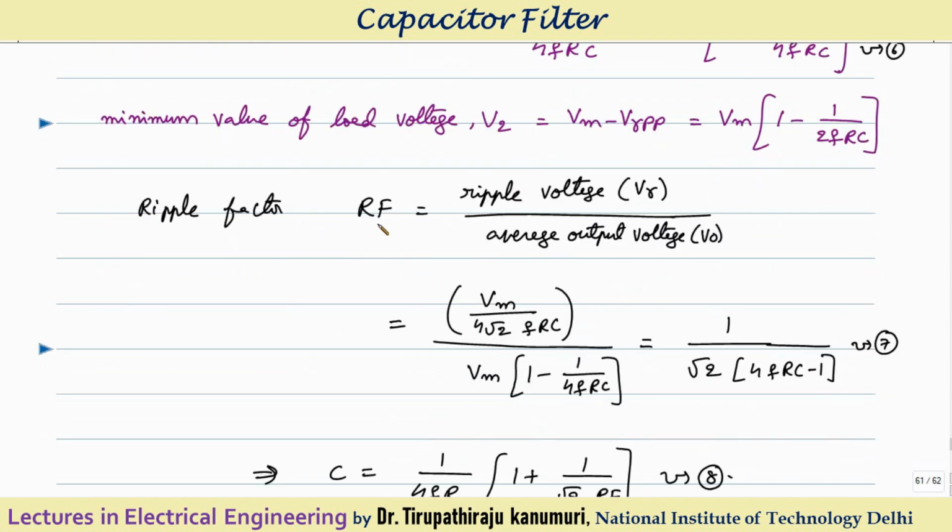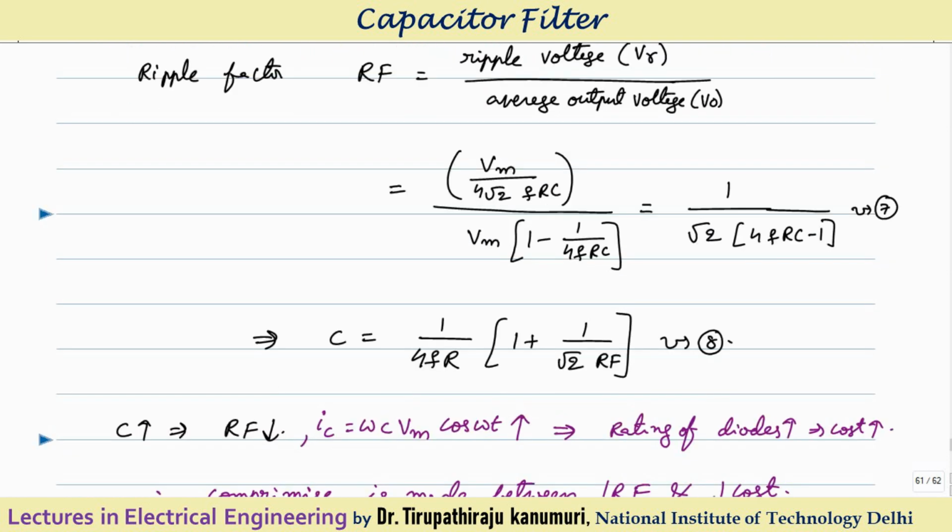Now coming to the ripple factor. The ripple factor is equal to the ripple voltage divided by the average output voltage. In this case the ripple voltage is V maximum by 4 root 2 into F into RC, that we have just calculated, divided by the average value. The average value of output voltage is Vm into 1 minus 1 by 4F RC, that also we calculated. So when you substitute it, you will get 1 by root 2 times 4F RC minus 1.